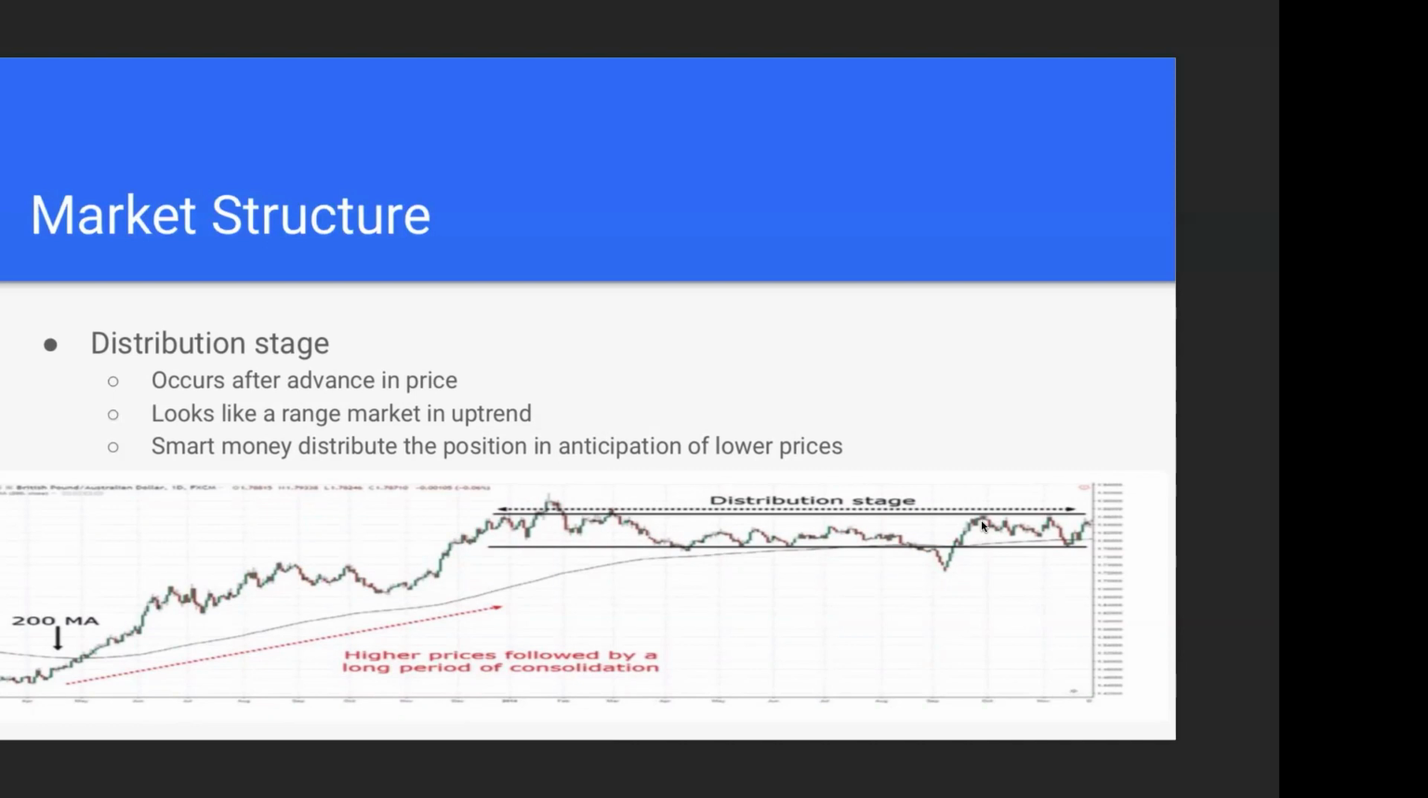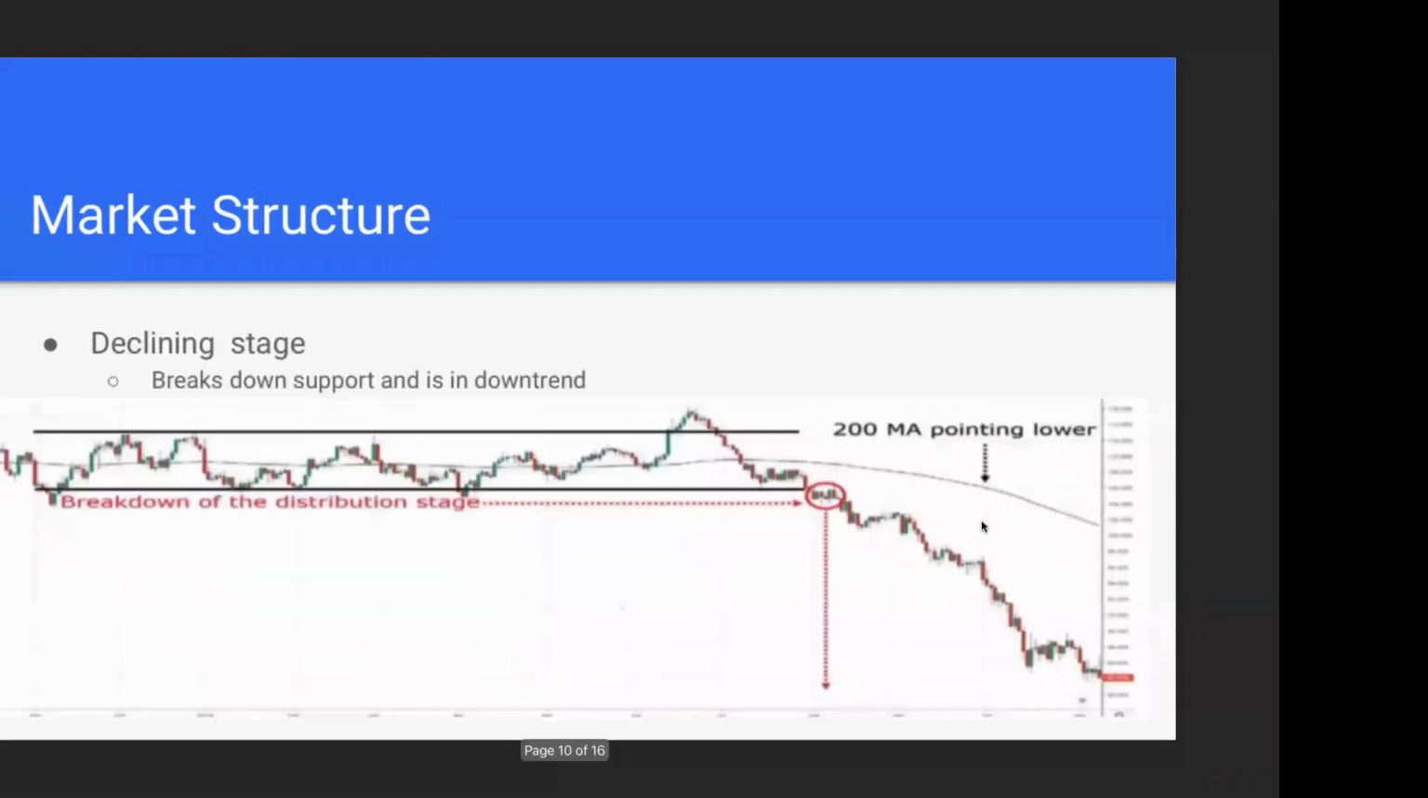The distribution stage is like a range market in an uptrend. What happens is the smart money will get out of this position, anticipating lower prices. This is called the distribution stage. And finally comes the declining stage. At this point, your market will break through the support and it will decline. Again, it's called a downtrend.